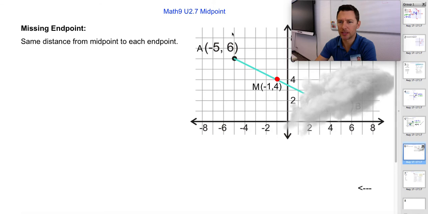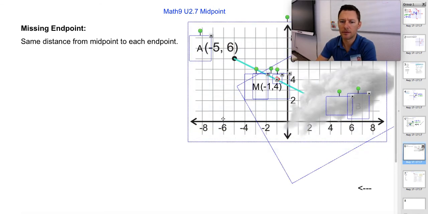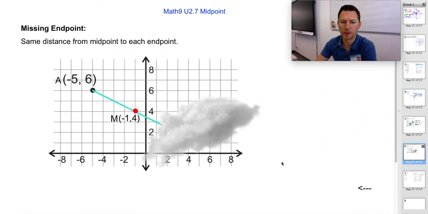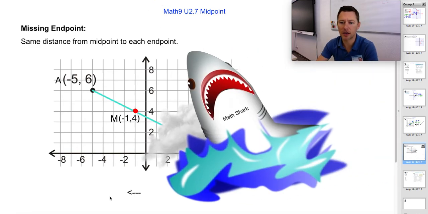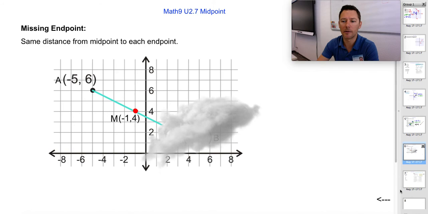One last tricky bit. Sometimes there's a problem where we can't see the other endpoint. So this is one endpoint that we can see, and they give us the midpoint. We know the midpoint, but we can't find the other endpoint. I don't know where it is. Maybe there's a fog, or maybe it's a math shark. Rah! But either way, I don't know this point. Well, you can set up in the same way.